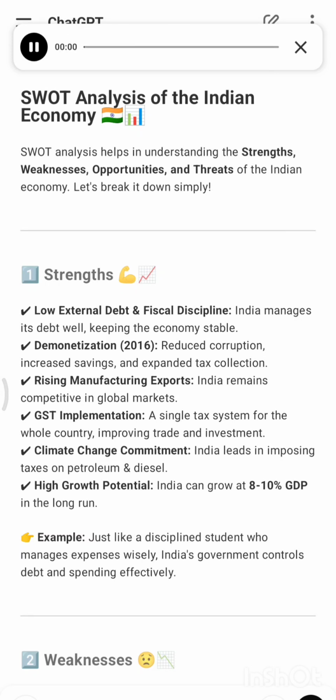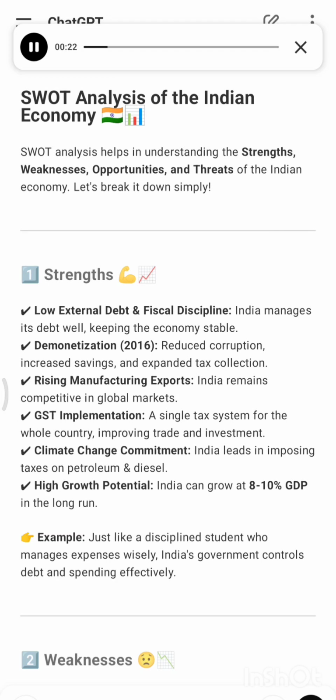Next, SWOT analysis of the Indian economy. SWOT analysis helps in understanding the strengths, weaknesses, opportunities, and threats of the Indian economy. Let's break it down simply. Strengths. Low external debt and fiscal discipline. India manages its debt well, keeping the economy stable.